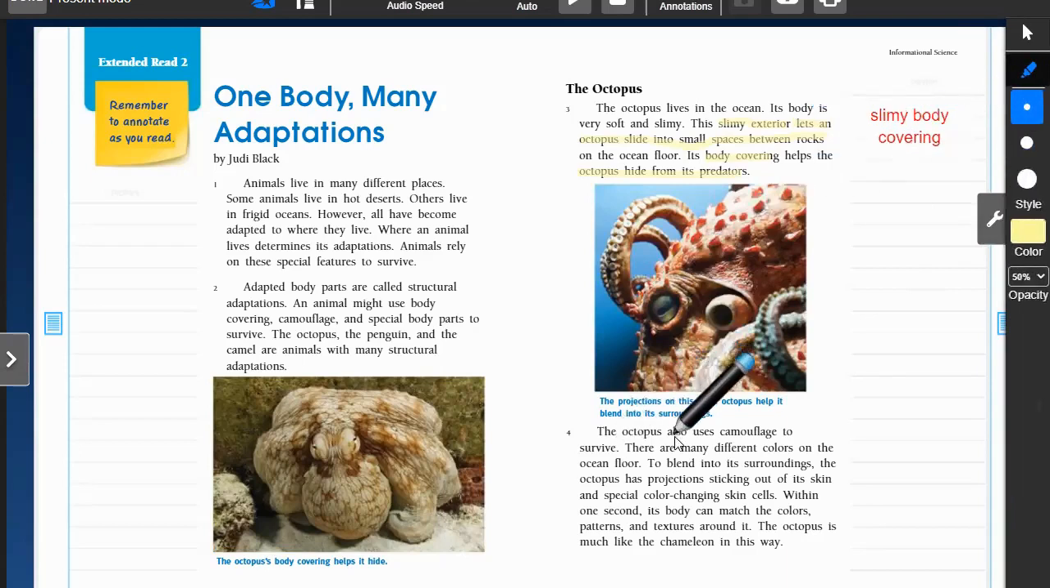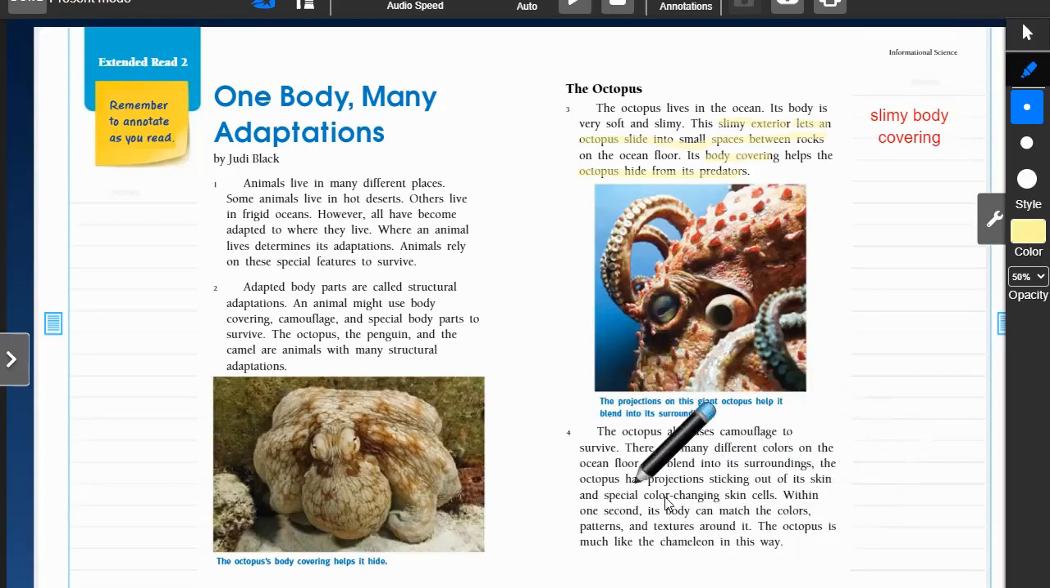The octopus also uses camouflage to survive. There are many different colors on the ocean floor. To blend into its surroundings, the octopus has projections sticking out of its skin and special color changing skin cells. Within 1 second, its body can match the colors, patterns, and textures around it. The octopus is much like the chameleon in this way.